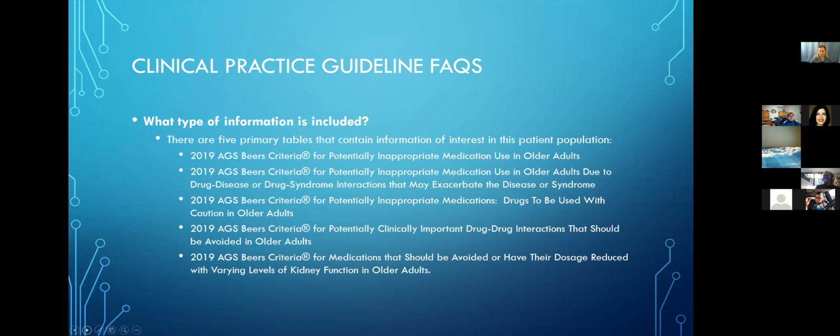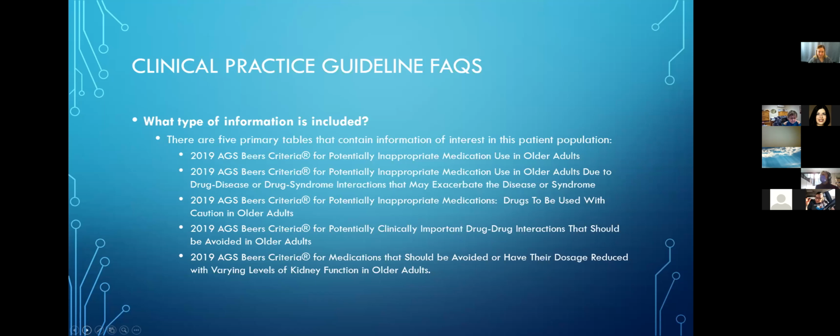There is a lot of medication information that is included in these guidelines. So there are 5 primary tables that contain information, and I'm just going to quickly go through the tables so that you have an idea of what types of information you might find in these guidelines. So there's one table that talks about potentially inappropriate medication use in adults, and this table has a lot of medications listed along with rationale, strength of evidence, and then quality of evidence, and then strength of recommendation, I should say. So really it is a systematic or logical approach to looking at these medications.